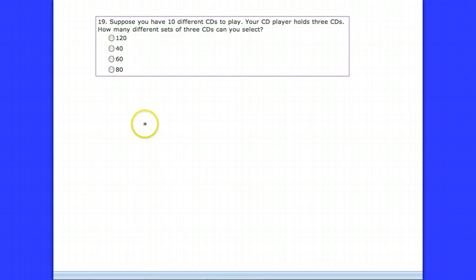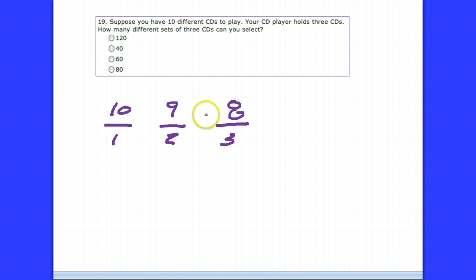Okay, this problem can get a little tricky. We have three different slots to put CDs in, and I'm going to call them slot 1, slot 2, and slot 3. Now, for the first one, I have 10 choices. But once I use one of these CDs, I only have 9 choices for the second slot, and I only have 8 choices for the third slot, now that I've used 2 of them.